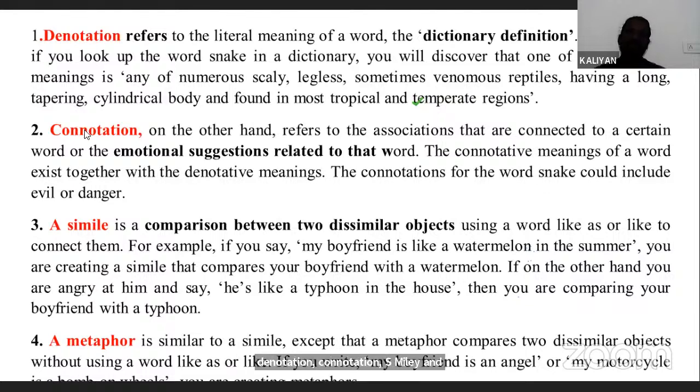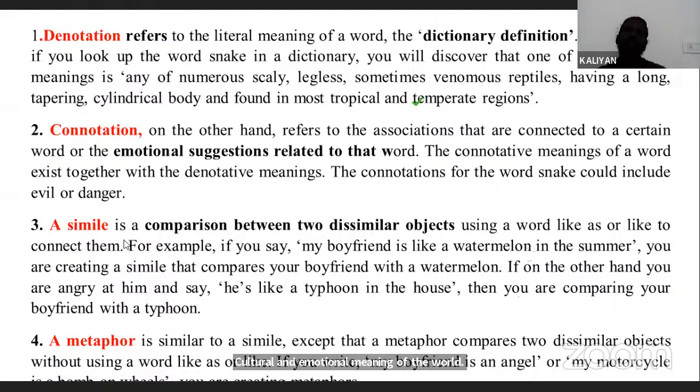Denotation and connotation are very important. Many times they ask questions in this part. So denotation means the literal meaning, the dictionary meaning: the meaning given for a particular word in the dictionary is the denotation. Connotation means the cultural or emotional meaning of the word. Denotation is the dictionary meaning, connotation is the cultural and emotional meaning of the word.